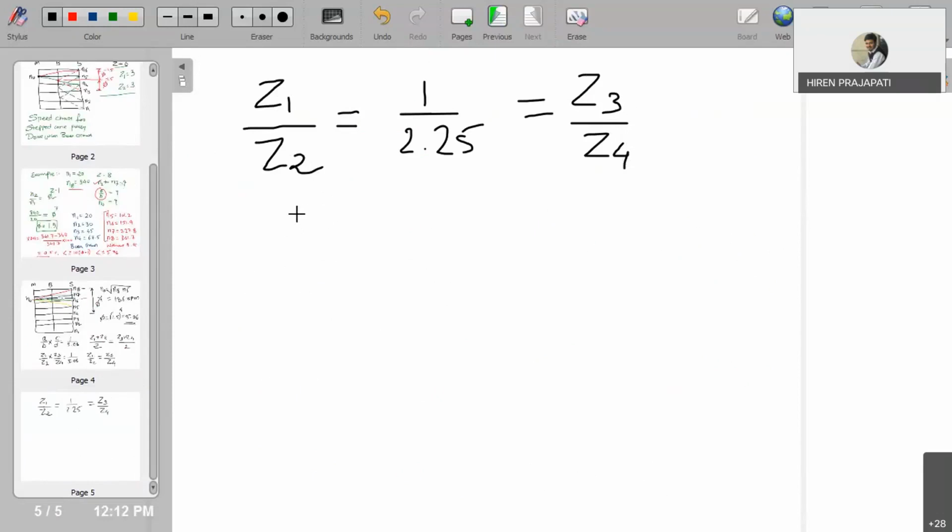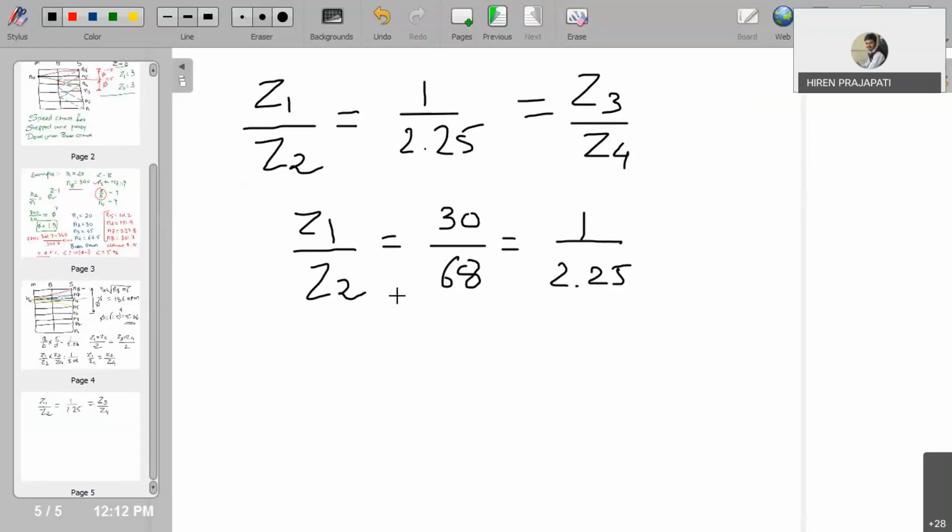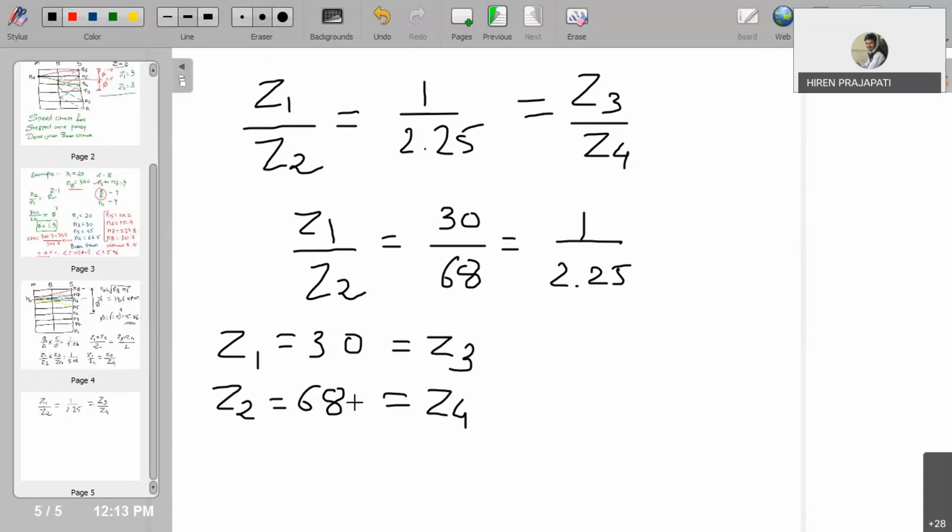So I'm selecting Z1 is 30 and Z2 I'm selecting 68. If I solve this, then I get 1 by 2.25. So this is my selection: Z1 is 30 and Z2 is 68. If I do that, then Z3 is also 30 and Z4 is also 68, right?